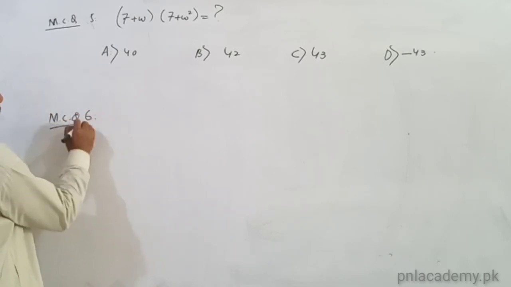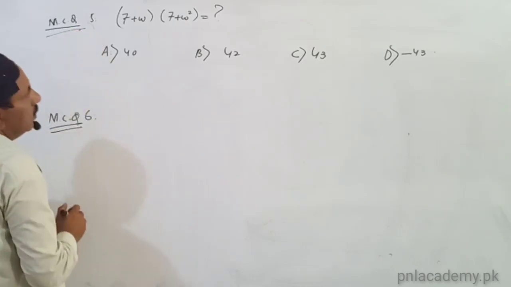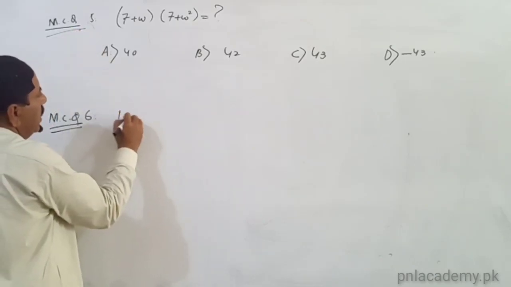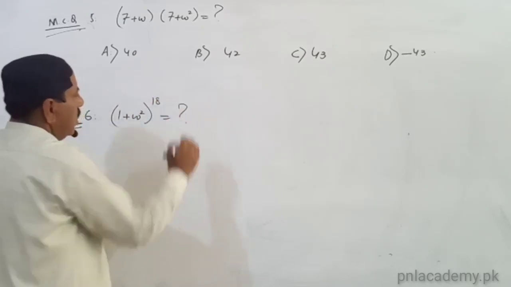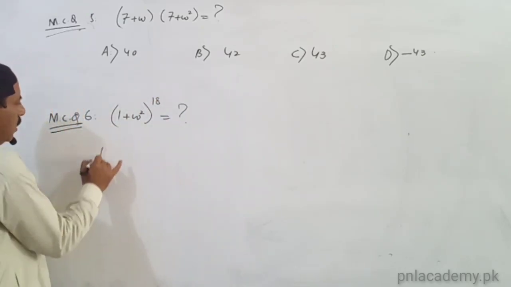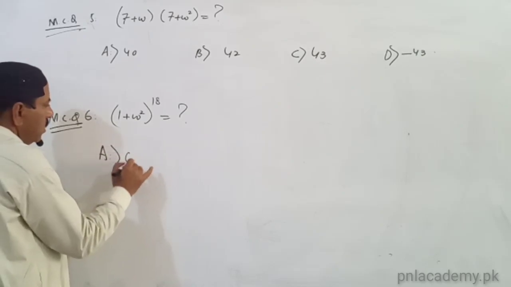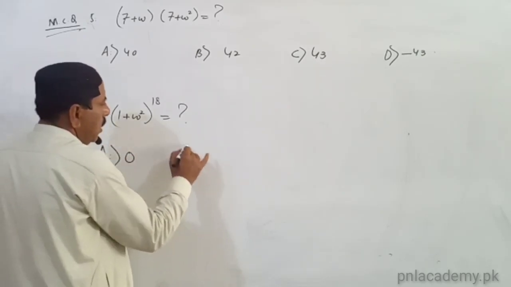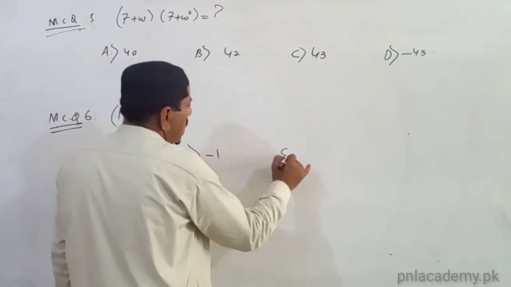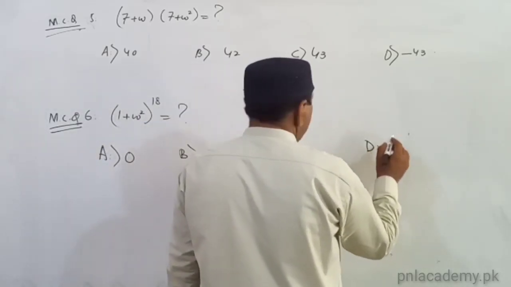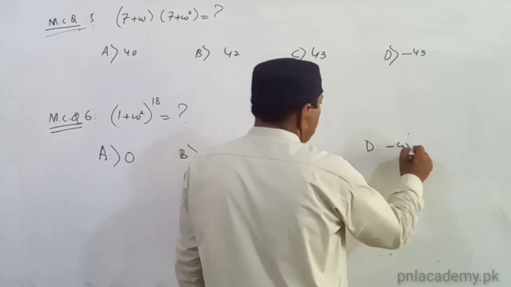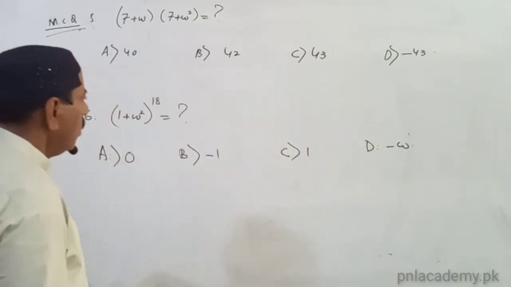MCQ number 6. 1 plus omega square power 18 is equal to what? A, it is 0. B, it is minus 1. C, it is 1. D, it's minus omega.